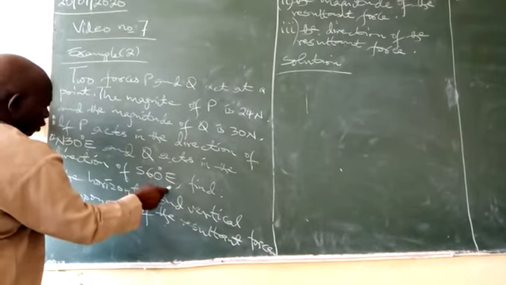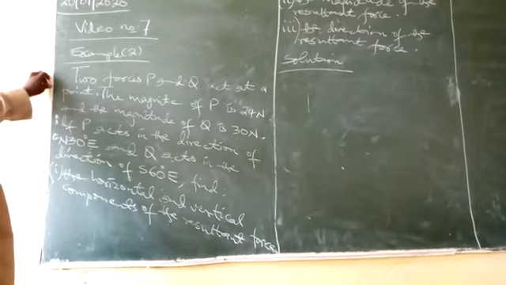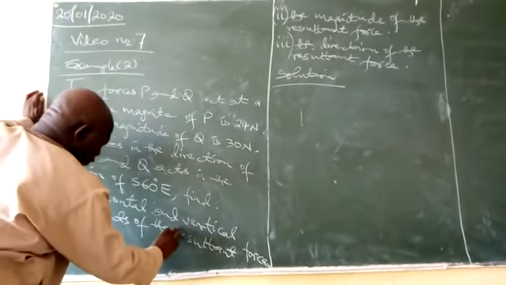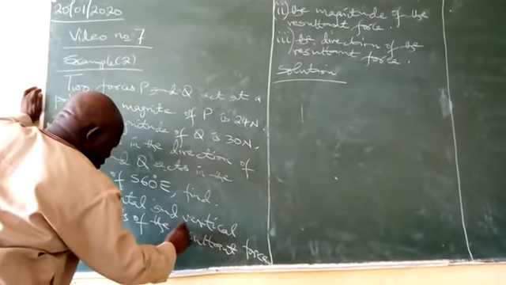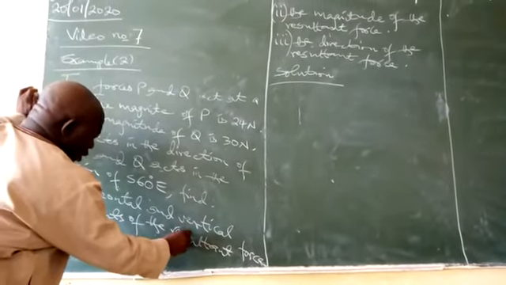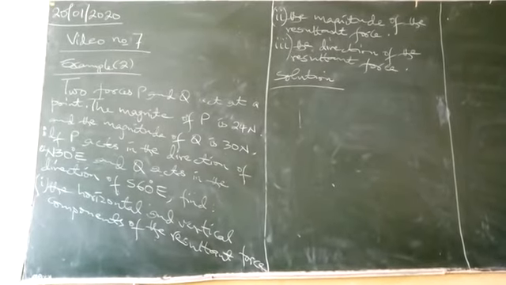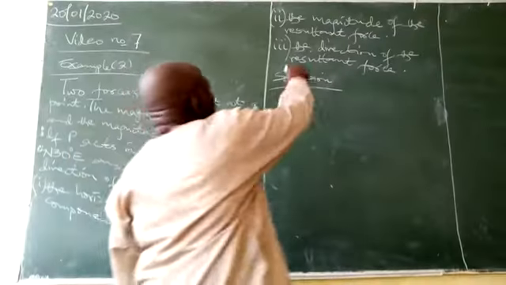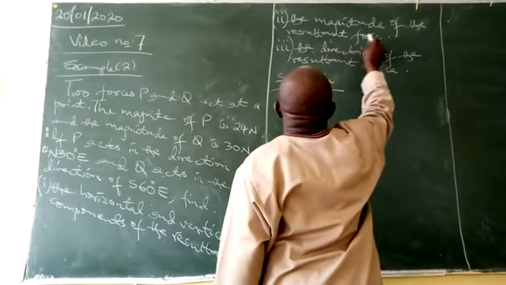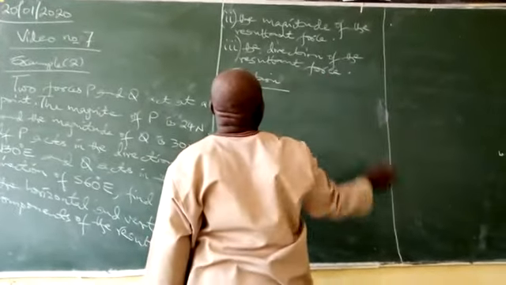degrees southeast, find: 1. The horizontal and vertical component of the resultant force. 2. The magnitude of the resultant force. 3. The direction of the resultant force.